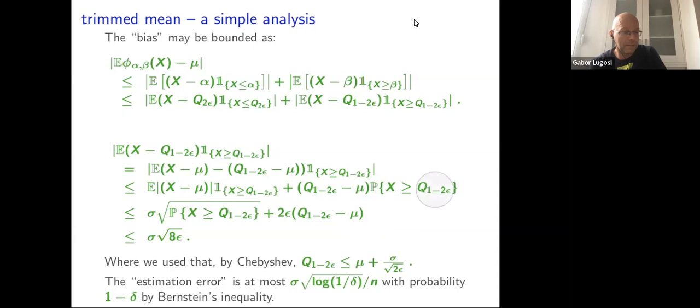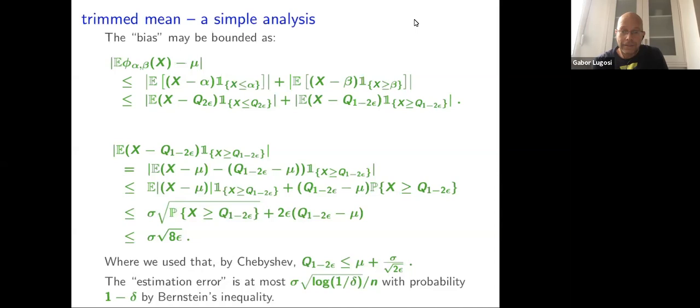And for the first term, we use Cauchy-Schwarz, so we have the square root of the variance times the square root of the expected value of this indicator, which is that. But this is again epsilon, so here we get sigma times square root of epsilon. And the second term is also sigma times square root of epsilon, because by Chebyshev's inequality, the difference between the quantile and the mean is at most sigma over square root of epsilon, okay? And that's it, this is the proof, right?